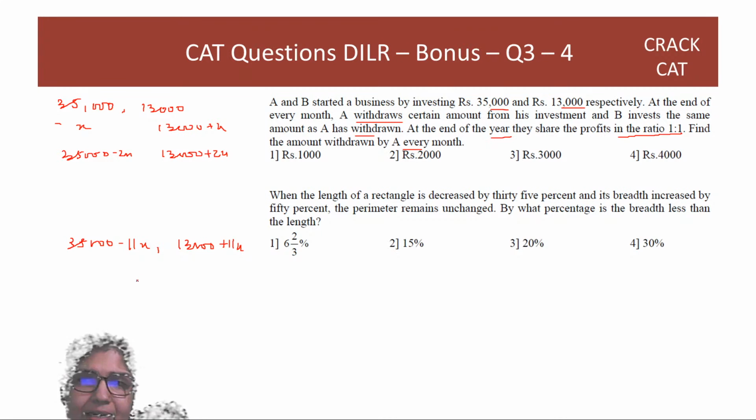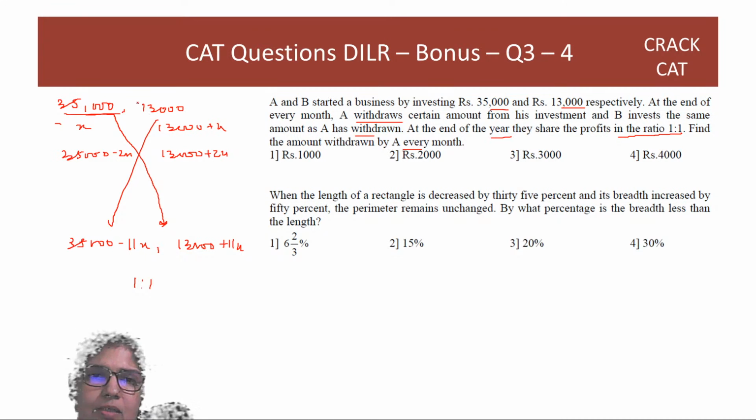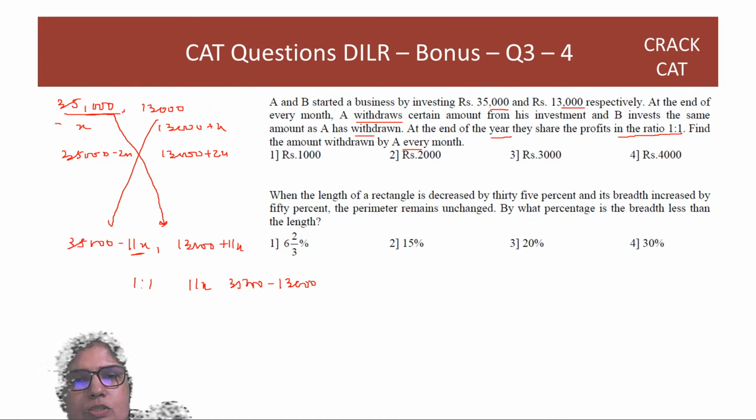Now if they have ended up with the same profit, that means what this guy started with is what this guy ended with and vice versa. They must have somewhere got the same pattern. So your 11x is nothing but 35,000 minus 13,000, which is 22,000. So x is 2,000 and hence you have the second option.